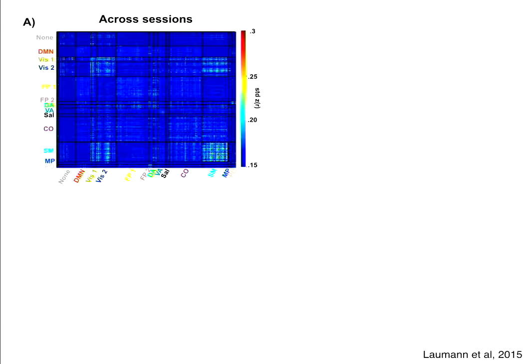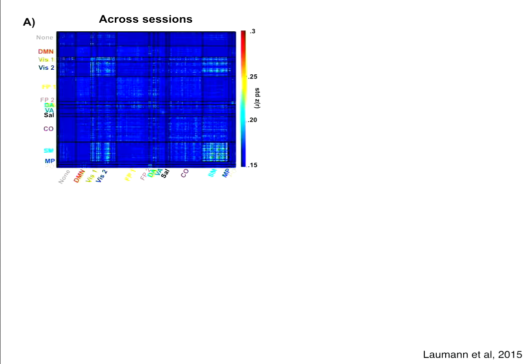Then we wanted to ask, how variable is this over time? What I'm showing you here is that we took the correlation matrix between each of those 600 regions, and then asked how variable that correlation matrix is over time. So this is a map of the variability of that correlation matrix. What I'm showing here is the standard deviation. You can see in general it's pretty low. There's pretty low variability from day to day.